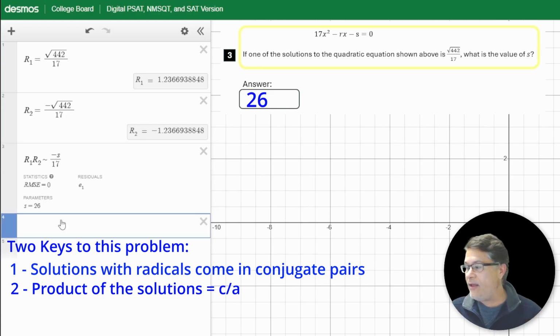We didn't have to do a shred of work on paper. We didn't have to get entangled or embroiled with any horrible calculations. DESMOS did everything for us nice and clean. I mean, you couldn't ask for a better approach. But having said that, guys, you do need to know those two rules. Solutions come in conjugate pairs, and you also have to remember that the product of the solutions is equal to C over A, okay? C is the constant term, and A is the coefficient of the quadratic term.